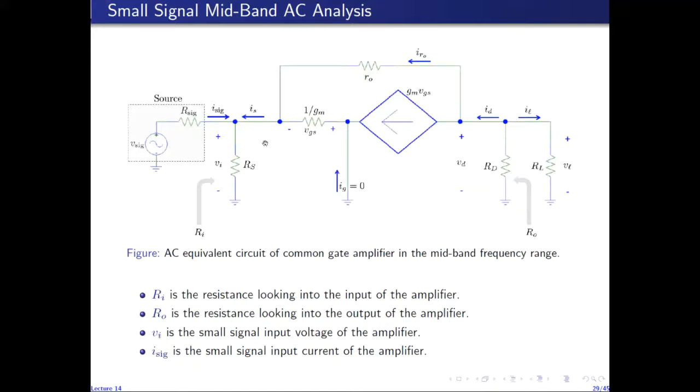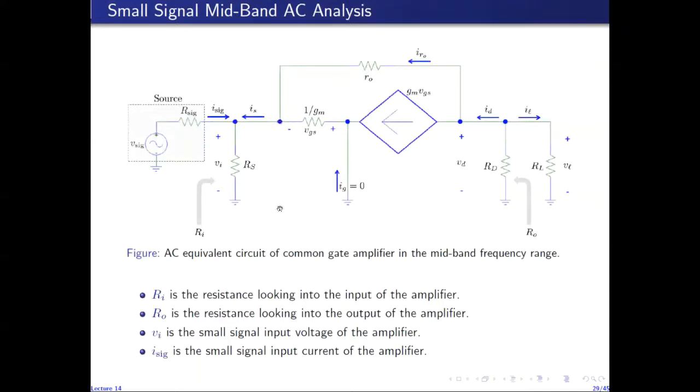So whatever is the resistance seen looking towards the right into this circuit between this node and ground, that resistance in parallel with RS gives us Ri. So that resistance is the voltage between this node and ground divided by the current entering this node. Since the current leaving this node is Is, the current entering this node will be minus Is.